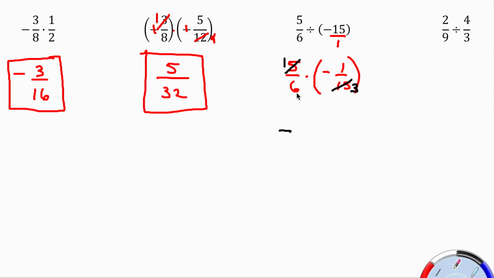Now, 6 and 3 is both on the bottom, so I have to have one on top and one on bottom to simplify. 1 times 1 is 1. 6 times 3 is 18.